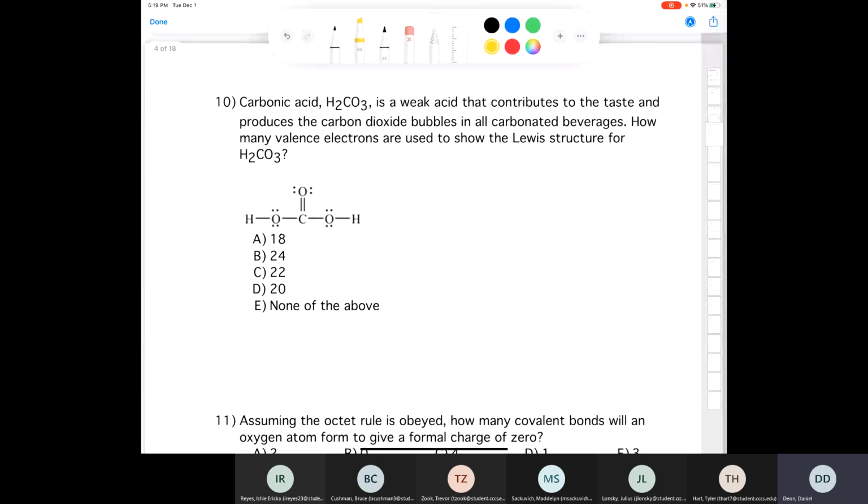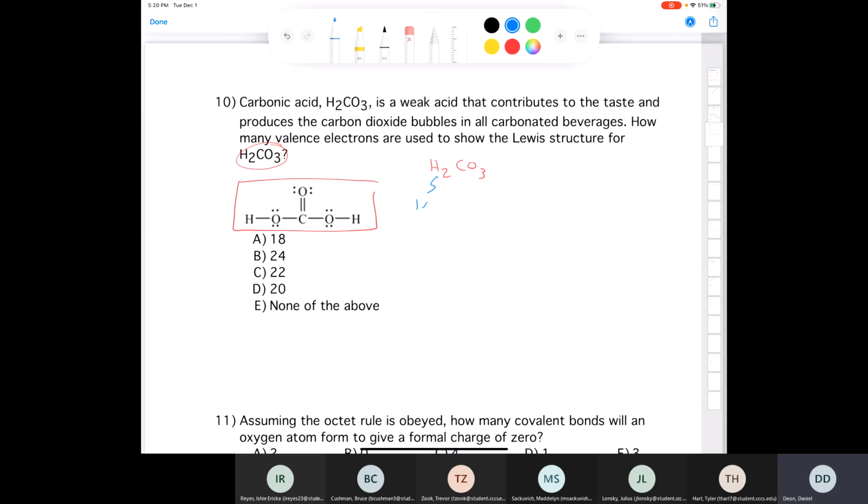It's about carbonic acid, an acid that's found in soft drinks. Carbonic acid is a weak acid that contributes to the taste and produces the carbon dioxide bubbles in all carbonated beverages. How many valence electrons are used to show the Lewis structure for carbonic acid? Well, you could either tally up all the valence electrons shown in here, or you could just use the formula H2CO3, which I think is easier.